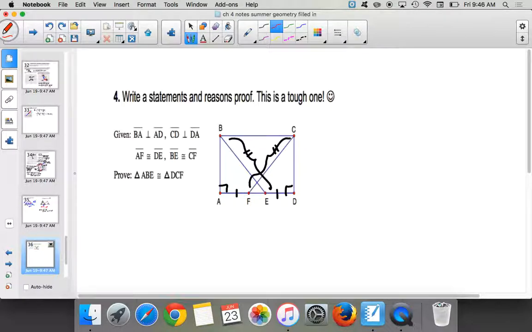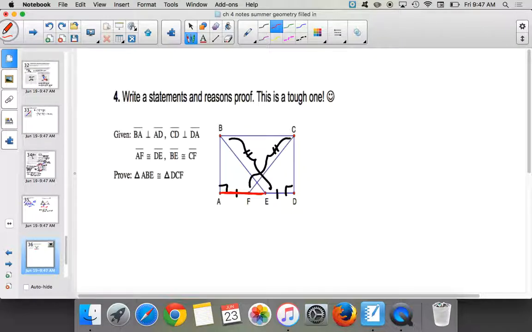So tell me how we would work this out. Like, how would we do this in the proof? What would we need to add to get this whole thing? FE. So it's going to involve that segment addition postulate. Does that make sense? So you would add FE to both sides. That would be the addition property of equality. So you'd have AF plus FE equals ED plus FE. Right? You'd add FE to both sides.